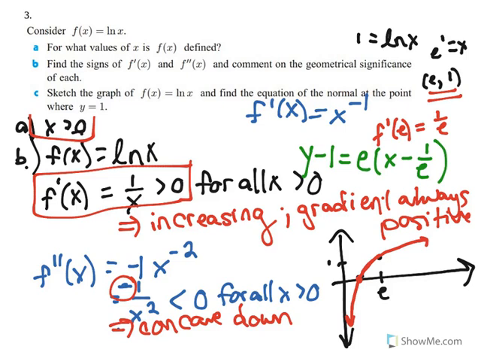However, if I read the problem closer, I would have seen that it says normal. Sorry about that. Since I'm doing the normal, I now need to find the opposite reciprocal. So my slope is negative e for my normal. So the slope of my normal line. Now we'll write our equation: y minus 1 equals the opposite of e times x minus e. And that's the equation for your normal.